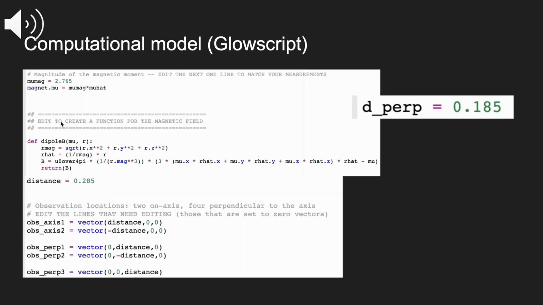Now we come to the computational model. The value for mu is given as 2.765. This was calculated in the previous slide. We then use a function to calculate the magnetic field at a given position away from the magnetic dipole. This equation is the last one in the key concept slide. Next, we calculate the strength of the magnetic field at different points around the magnetic dipole, these being the points on axis and perpendicular to it. The perpendicular distance comes up to 0.185.